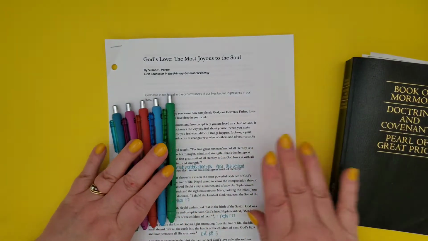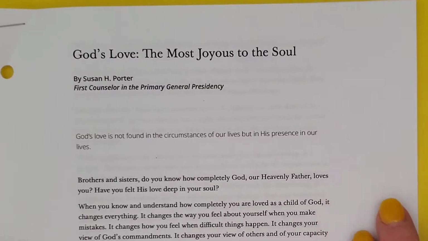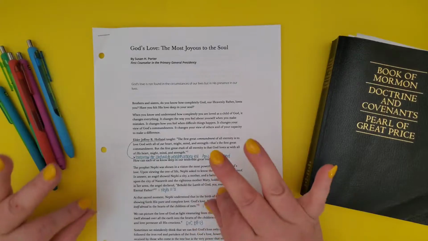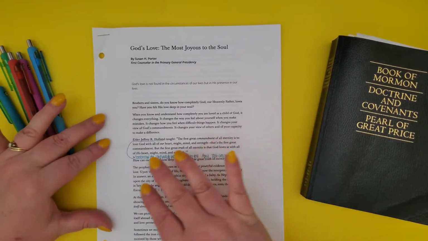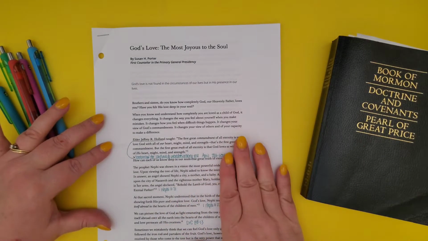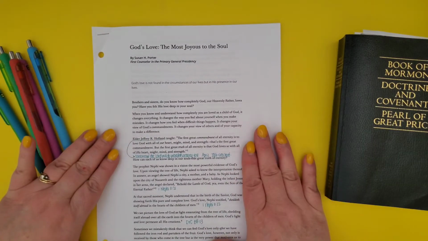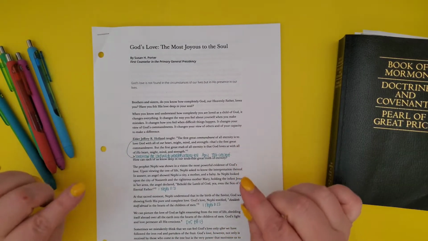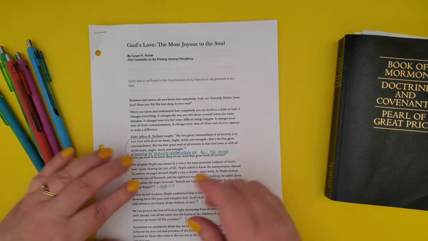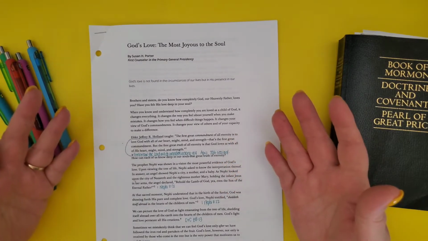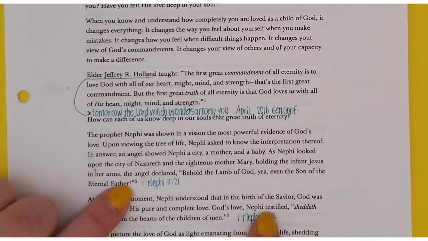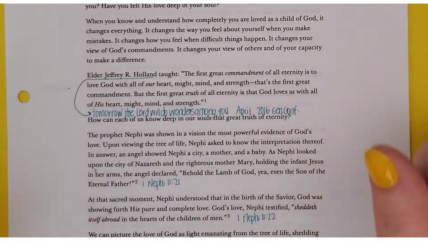So the talk I want to talk about today is called God's Love, the Most Joyous to the Soul by Susan H. Porter. What I did before I started the video was I listened to her talk again so I could go, oh yeah, that's what I liked about this talk. And then I printed the talk. Now, one of the things I was trying to do was print the footnotes at the end of the talk, and I couldn't get it to do that. So I just quickly went through, and any of the footnotes, I just wrote the references right in the talk.